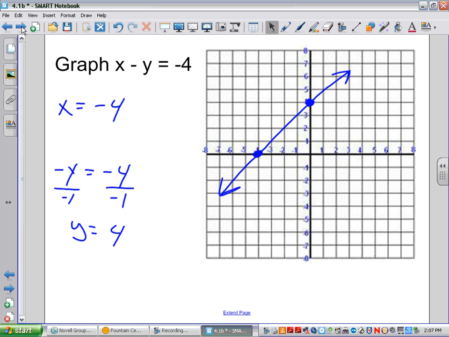That's how you graph a line when the equation is written in standard form.